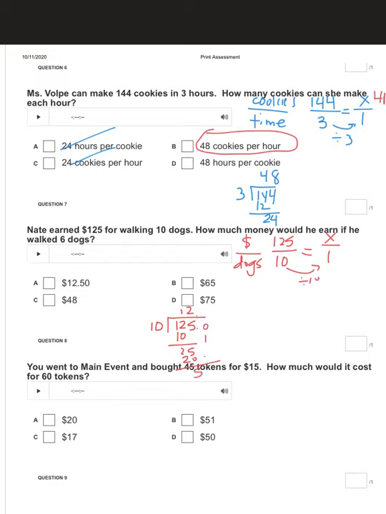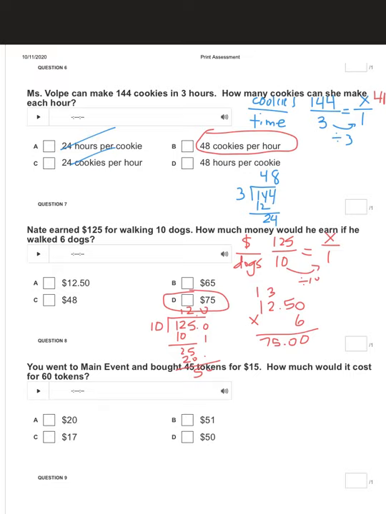Decimal, $12.50. That's for 1 dog. So if we want for 6 dogs, that would be $12.50 times 6 dogs. 6 times 5 is 30. 6 times 2 is 12, plus 3 is 15. 6 times 1 is 6, plus 1 is 7. Add your decimal. $75 is what he would make for 6 dogs.